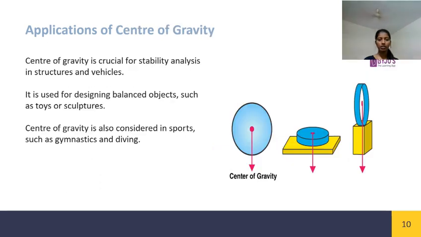Applications of center of gravity. Center of gravity is crucial for stability analysis in structures and vehicles. It is used for designing balanced objects such as toys or sculptures. Center of gravity is also considered in sports such as gymnastics and diving.